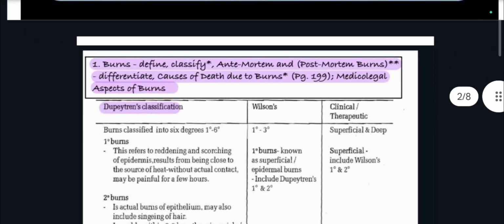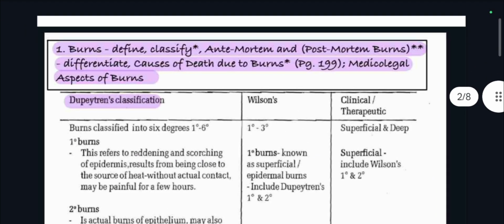Starting with our very first question, what are burns? Define them, classify them. What are antemortem and postmortem burns? Differentiate them. What are the causes of death due to burns and what are the medicolegal aspects of burns?